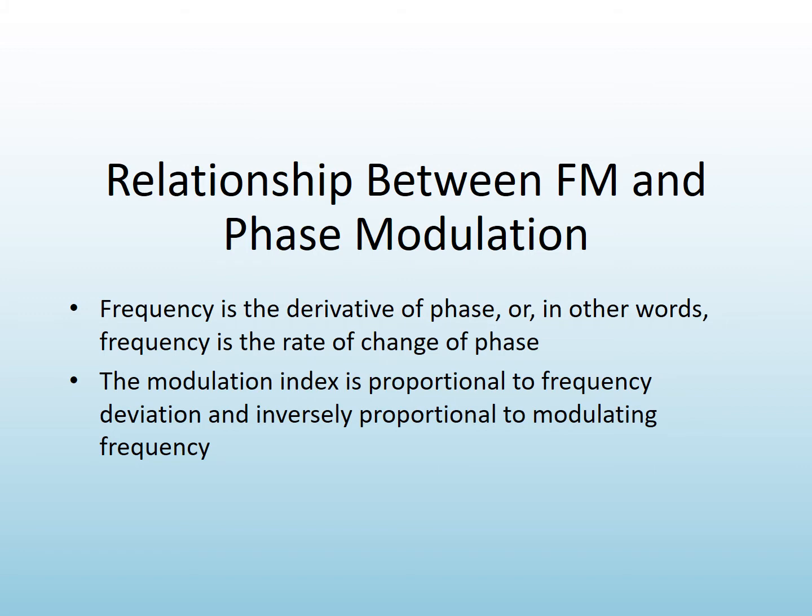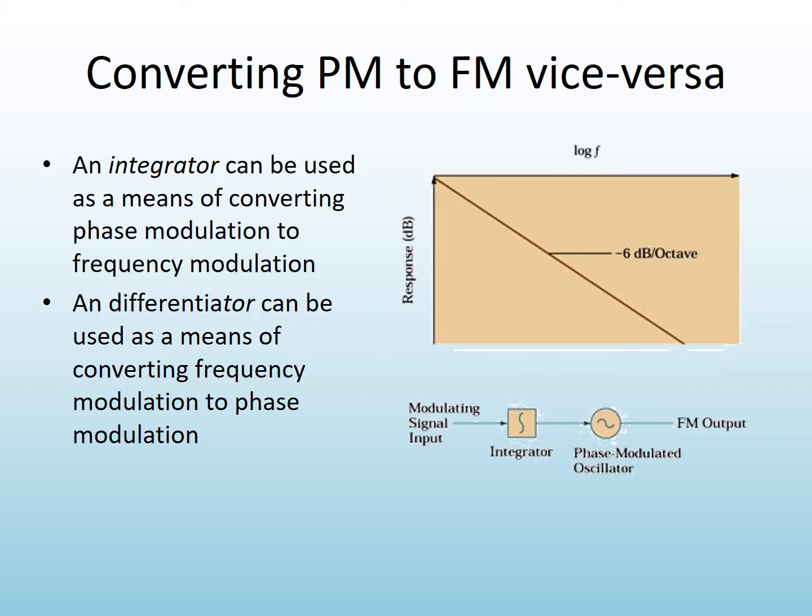So, we know your FM as well as PM are interrelated. Here frequency is the derivative of the phase, or in other words, frequency is the rate of change of phase. So, the modulation index is proportional to the frequency deviation and inversely proportional to the modulating frequency. This is how your FM is related to the phase. Rate of change of phase is going to be the frequency modulated signal.